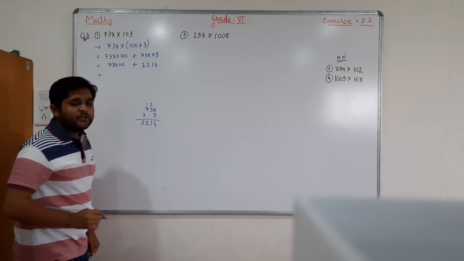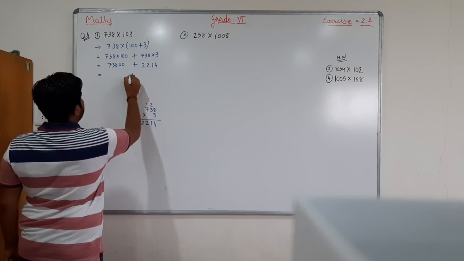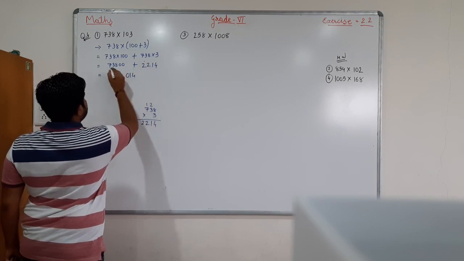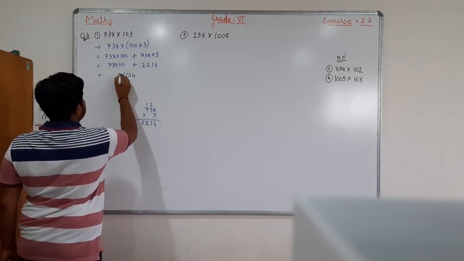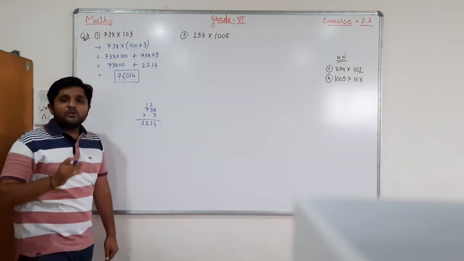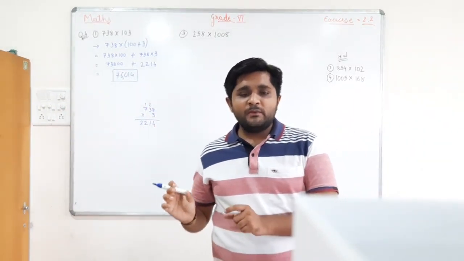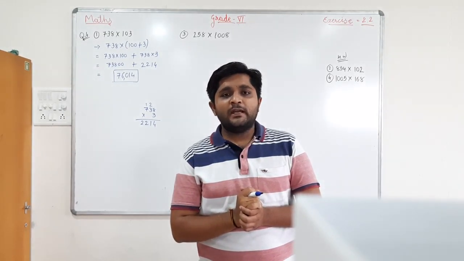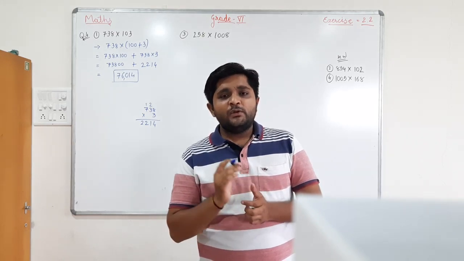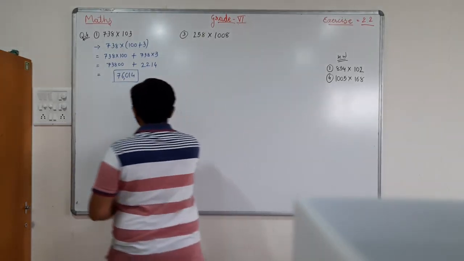Now you just simply add these two and you will get the answer. 0 plus 4 is 4, 1 plus 0 is 1, 2 plus 8 is 10, so 1 carry. 2 plus 3 is 5, plus carry 1 is 6, and 7. So we got the answer 76,014. So this way, we have to do the multiplication, but direct multiplication is not allowed. We have to use the distributive property and do the multiplication in an easier way.